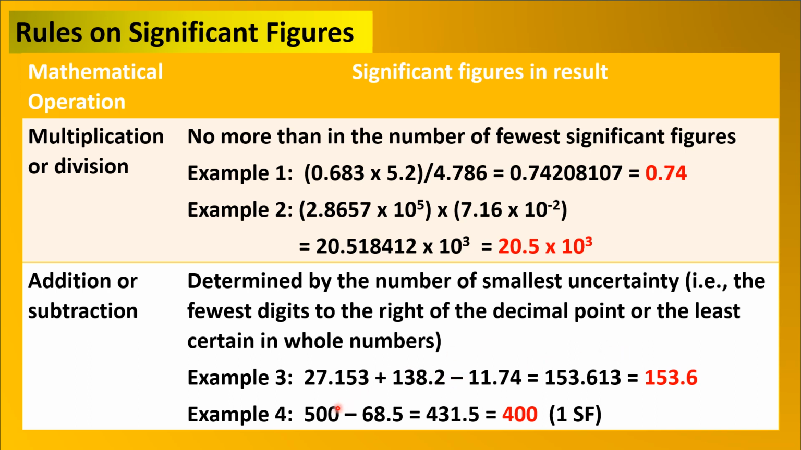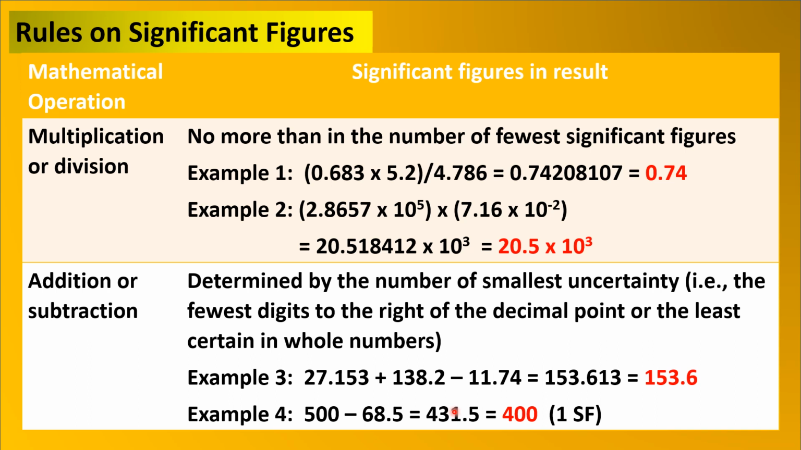Now, in example 4, 500 is a whole number. It has no decimal. It has no digits after the understood decimal point here. But the other one has 1 decimal place. So, with the help of your calculator, you will actually get 431.5. Should this be the final answer when you're doing this subtraction, or should it be rounded?